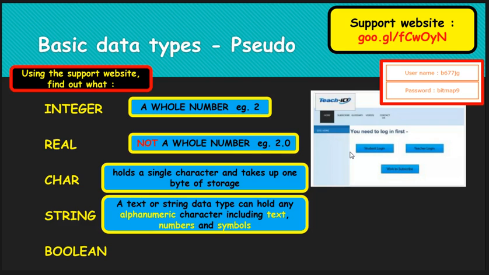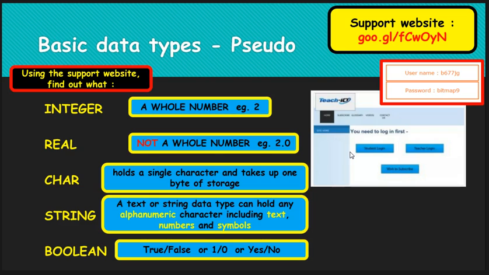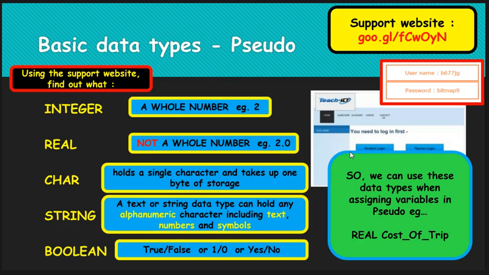And then we've got booleans. Booleans essentially is the true and false, or 1 and 0, or yes and no section of data types. So we can use these data types when assigning variables. For example, in pseudo, when you assign a variable like cost of trip, you would say real in front of it to assign it a real number.